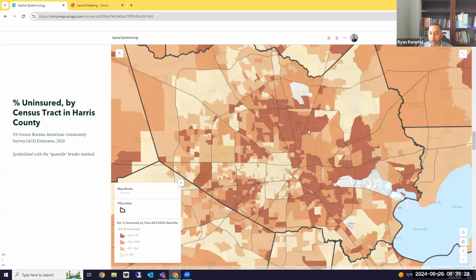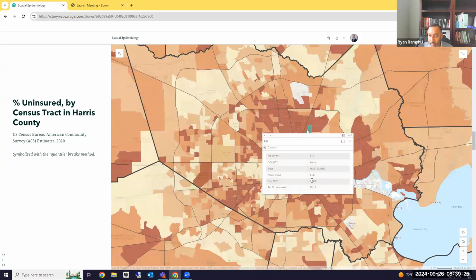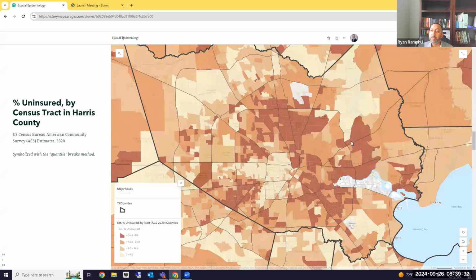Now, let's put this in real terms. So let's look at this neighborhood right here. In this neighborhood, there are about 3,100 people. 28% of those people are estimated to be uninsured. Folks, that means that's women not getting mammograms, that's children not getting well child visits, that's preventative care not happening. That is a disaster waiting to happen, in other words.